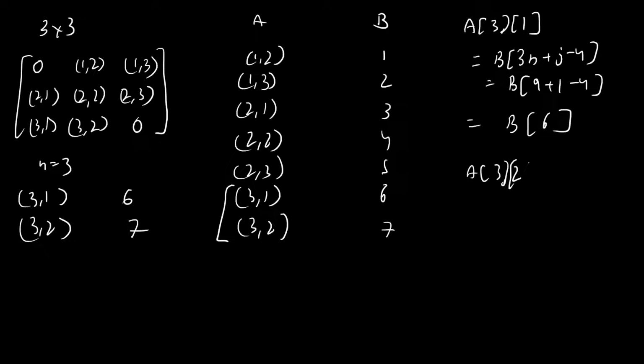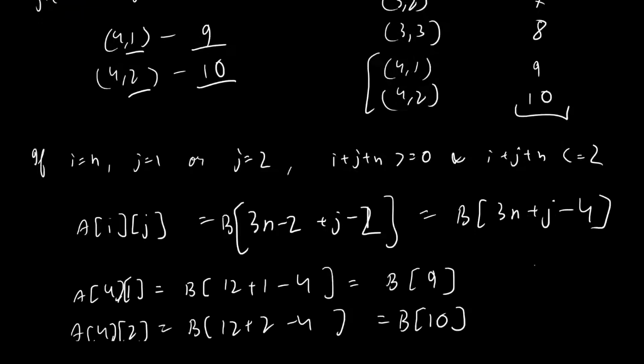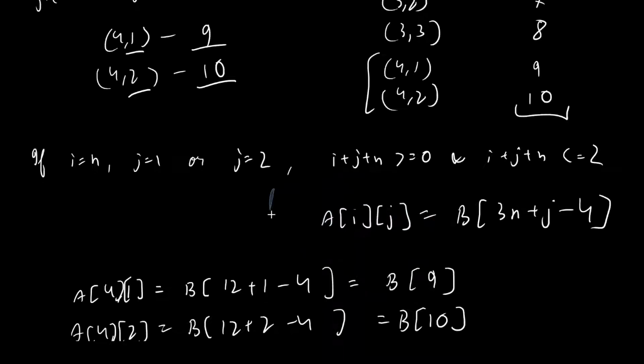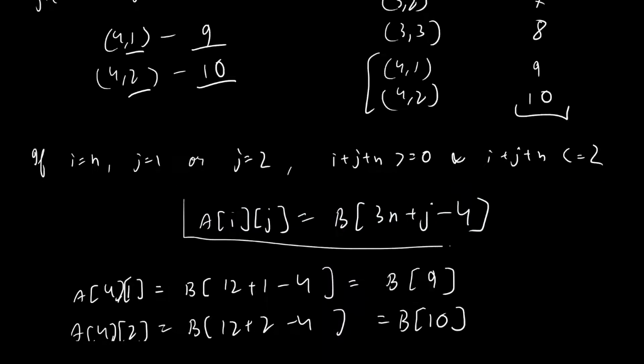A32 equals B. 3n plus j minus 4 equals B. 9 plus 2 minus 4 equals B7. 9 plus 2 is 11, 11 minus 4 is 7. So that is also correct. So for another extreme value, this comes out to be correct. Aij equals B, 3n plus j minus 4. And this we have checked, and if it's correct in two matrices, then I'm believing it will be correct in all of the matrices of the given sort.